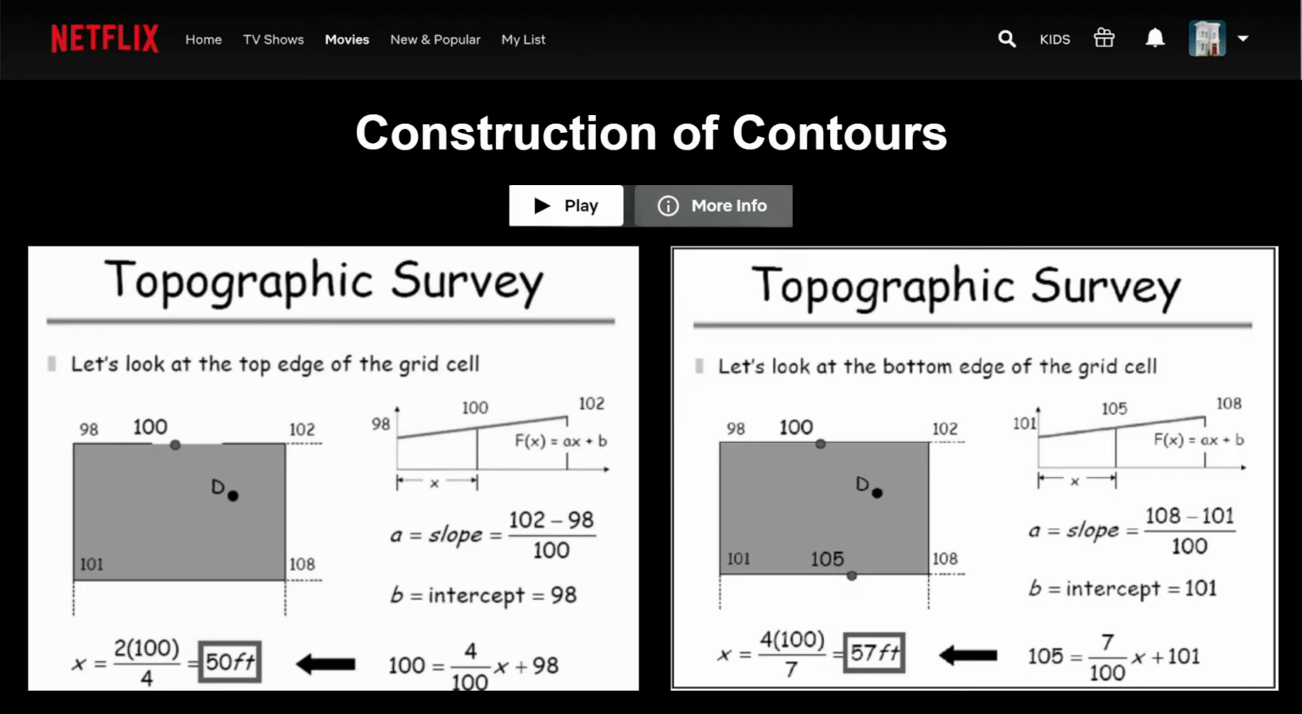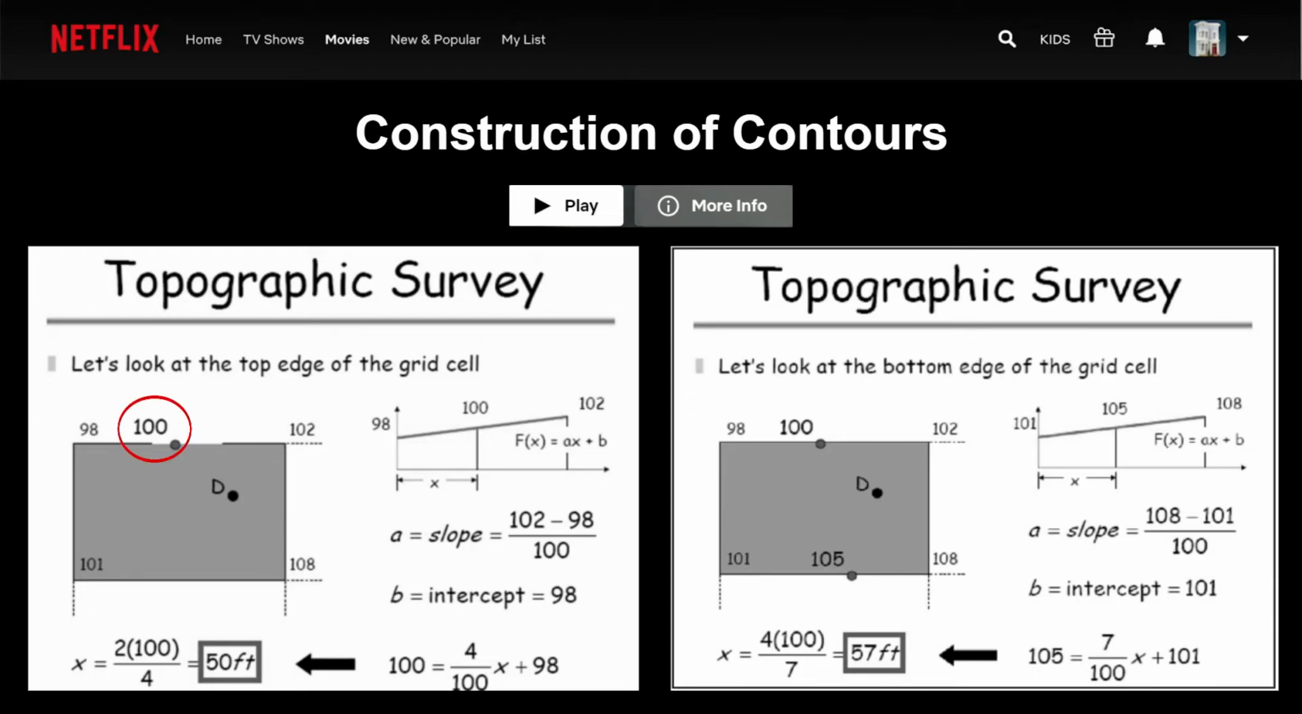Thank you, Aaron. Now we move on to the construction of contours using the checkerboard method, as previously stated by Aaron. If we look at the left picture, we need to look at the top edge of the grid cell. As you can see here, the top edge of the green cell has four corners, which signify the elevation on each corner, which is 98, 102, 101, and 108. But first, we need to focus on the top edge of that grid, which is from 98 to 102. As previously stated by Aaron, we need to estimate where the contour interval will be, which has a 5 feet contour interval.